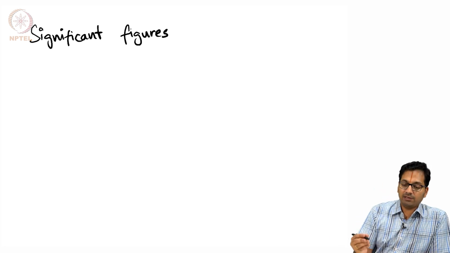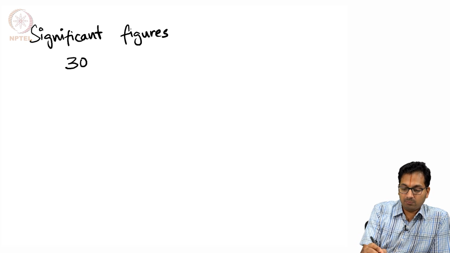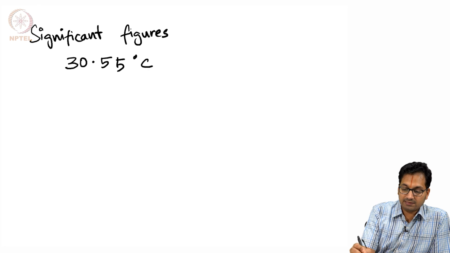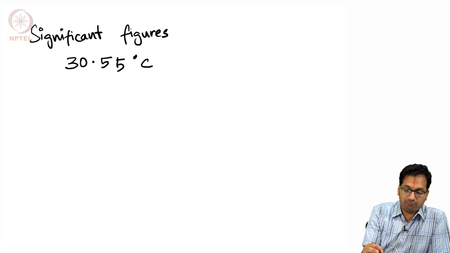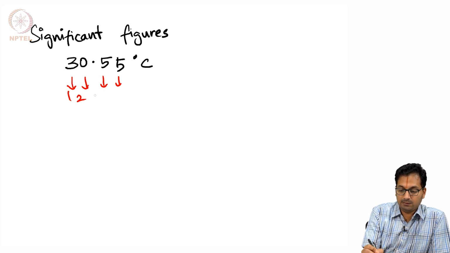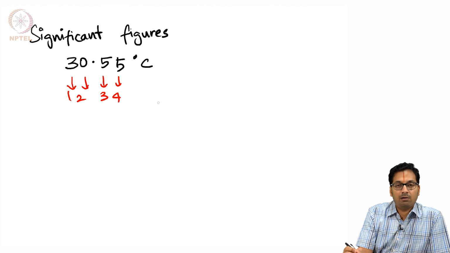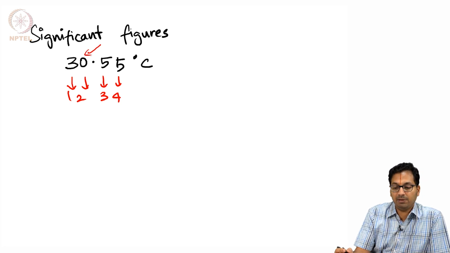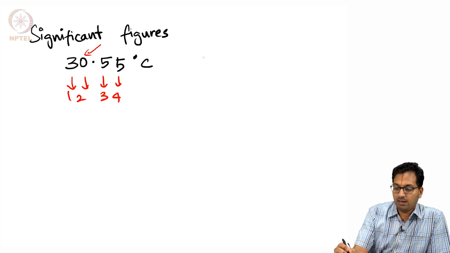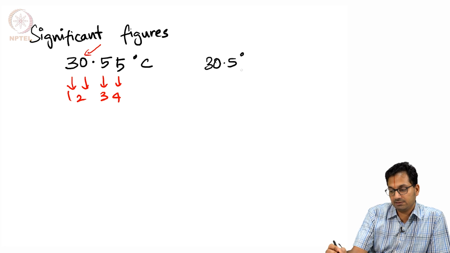So, significant figures, for instance, let us say you are providing something like 30.55 degrees Celsius. So, how many significant figures are here? One would say that there are 4 significant figures. On the other hand, one has to be careful about how 0 comes into play. If I had given the same thing as 30.5 degrees Celsius, we would only say there are 3 figures.